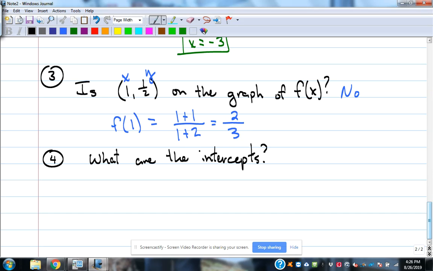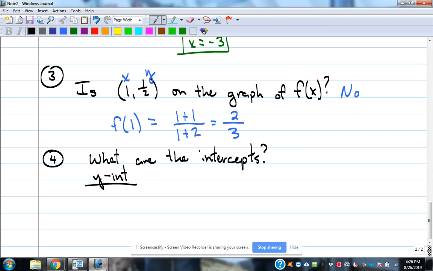Okay. So to find the intercepts, if I wanted to find the Y-intercept, we started with that earlier, so we'll start with that on this one. How do you find a Y-intercept when you're given an equation? What do we know about Y-intercepts as far as their ordered pairs go?